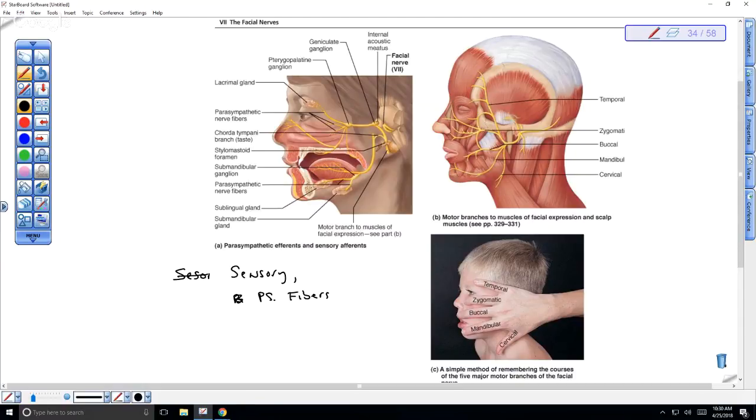And this is because notice what it innervates. If you look underneath the jaw, you have the submandibular salivary gland and you have the sublingual salivary gland. So these are submandibular and sublingual salivary glands. There's another salivary gland, which is the parotid, which is innervated by a different cranial nerve.